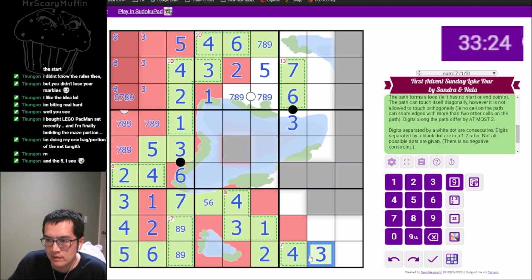Now the 3 can't go out to a 2. Could go out to a 1. Could go out to a 5. If it goes out to the 1, it could only go out to a 1 here, and the 1 can't go to a 2, so it doesn't go to a 1. It has to go out to a 5. And the only place it can go to a 5 is here.